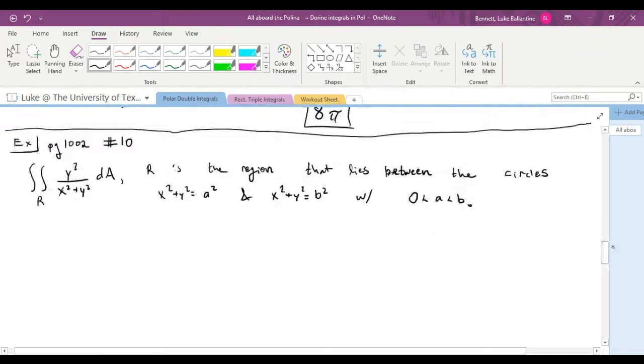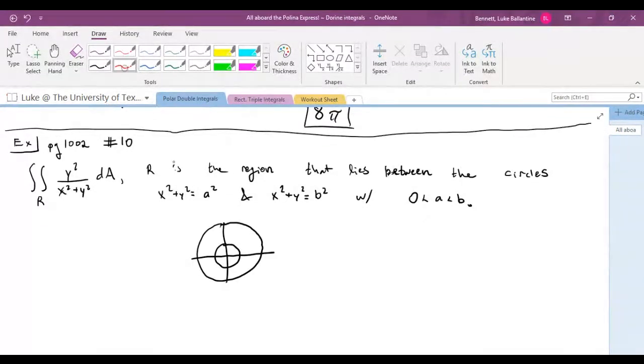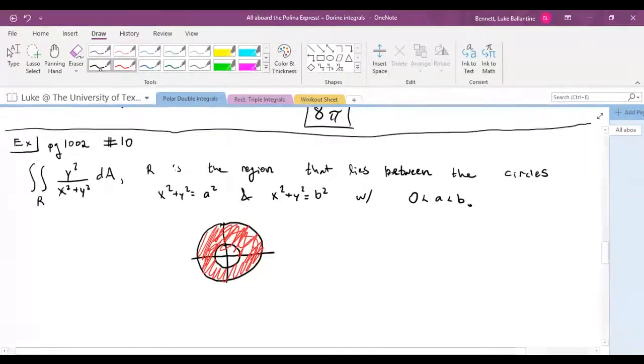All right, we got page 1002, number 10. R is a region that lies in between the circles. Okay, so we have circles, radius a and radius b. So this is our region. And then what do we get with this? So convert this to polar.